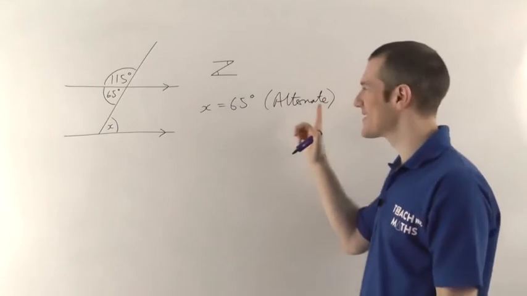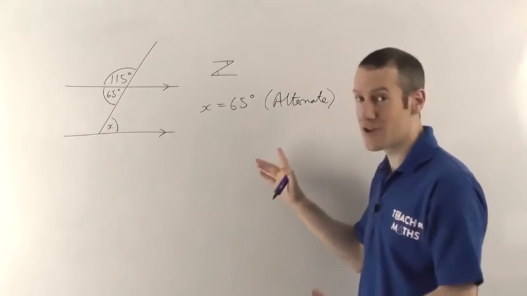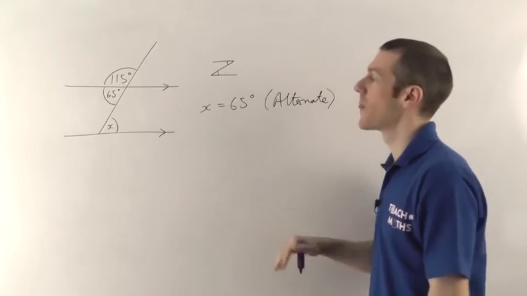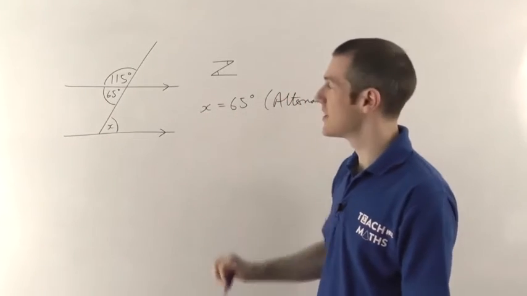Sometimes in some tests they will ask you to give reasons, okay? So if they're asking you those kinds of things, you will need to learn these words. But otherwise, you just have to figure out what the angle is. In this case, you can see it's 65.